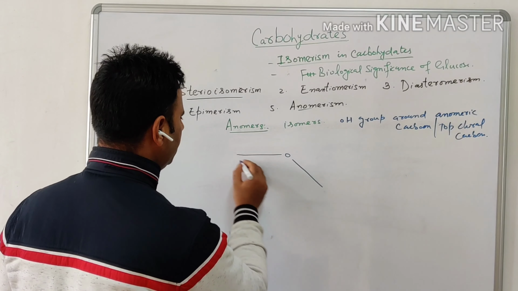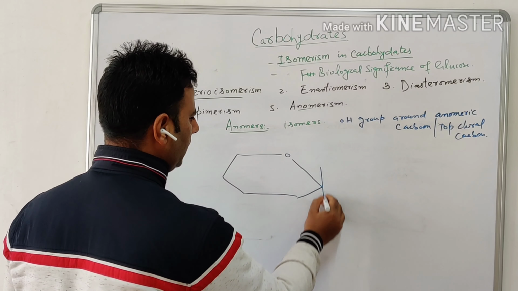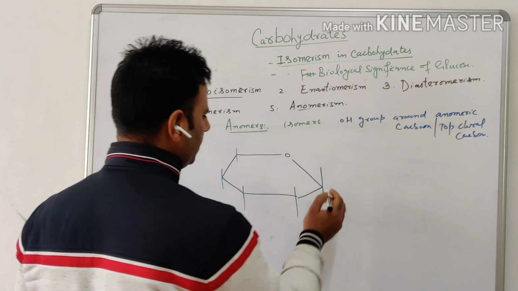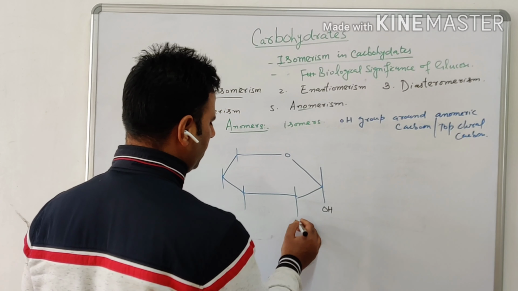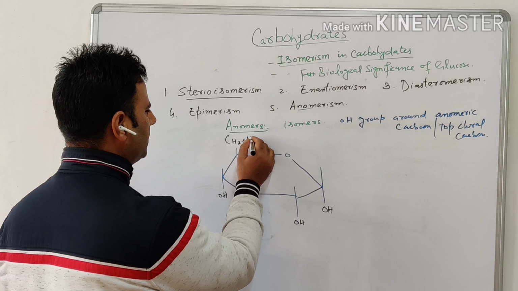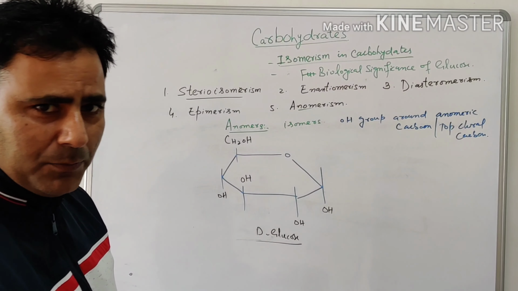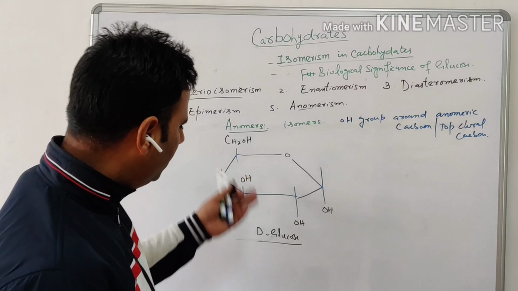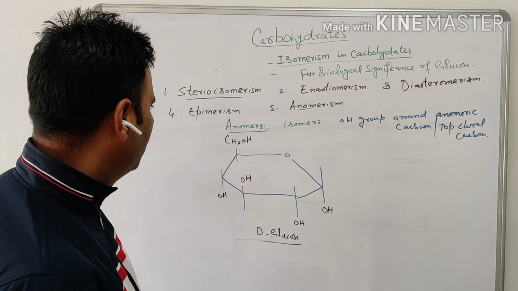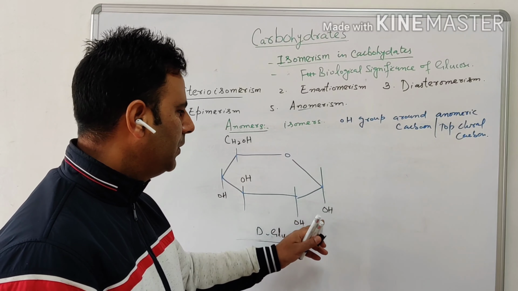For example, I would like to draw D-glucose. Right? This is D-glucose, and this D-glucose has OH on this side, OH on this side, OH here, and here we have CH2OH. This is your D-glucose. Not so beautiful, I am poor in this drawing, but probably you can understand. D-glucose has the OH at the anomeric carbon on the lower side.